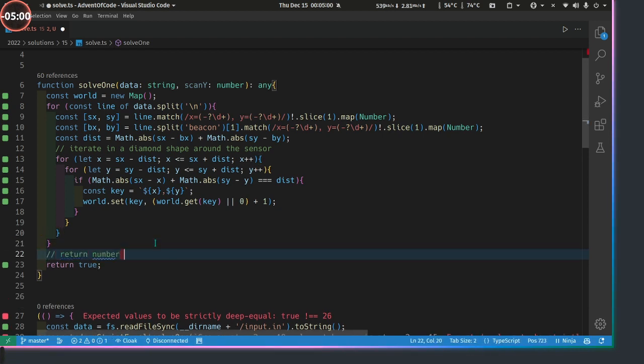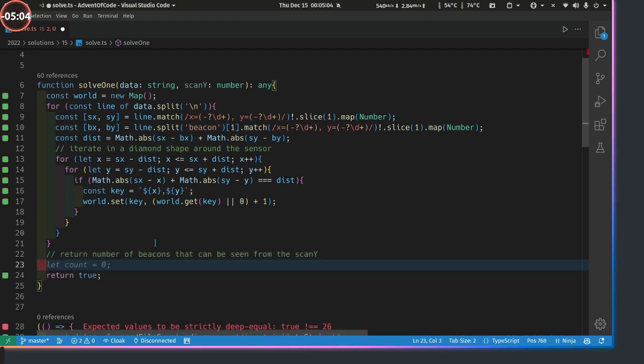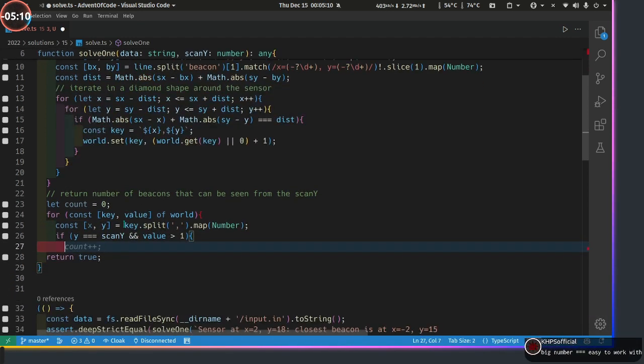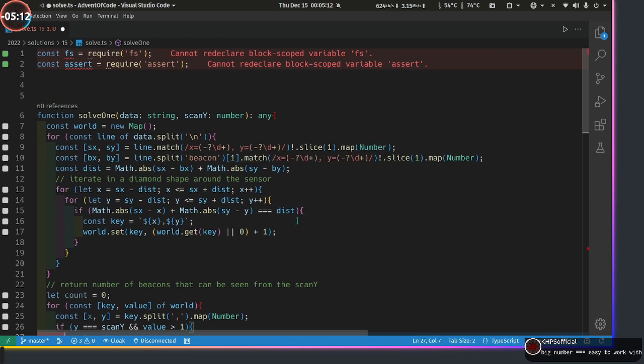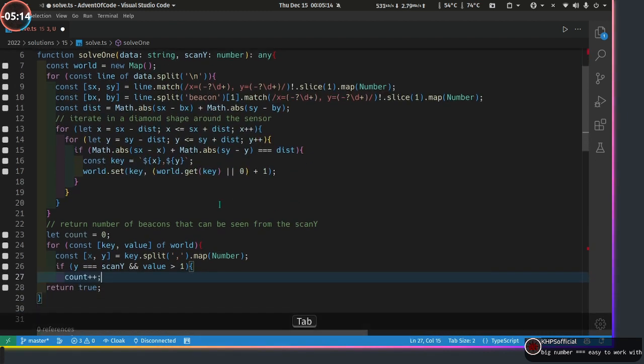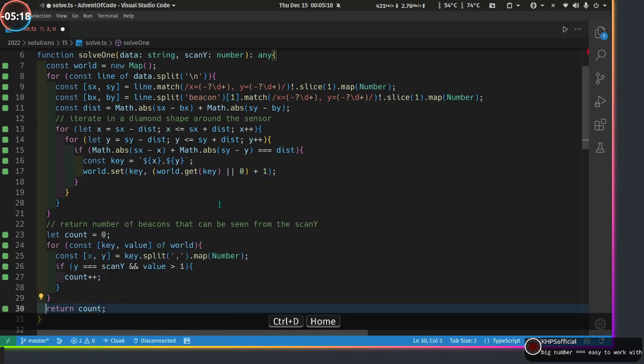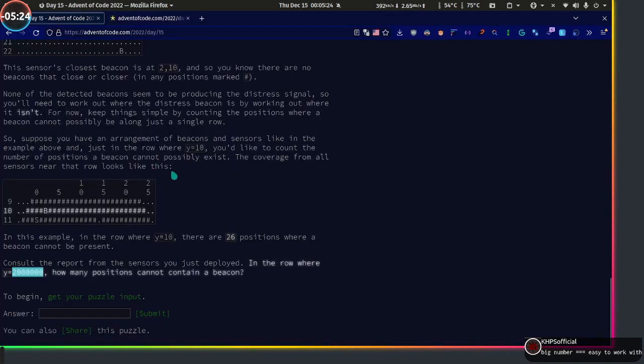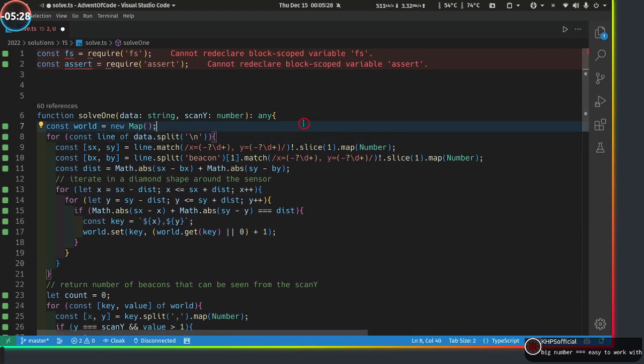Return the number of positions that can't contain a beacon in the scan Y row. That doesn't feel right. Y equals scan Y. What's a value? Oh, okay, it's the way I'm doing this thing. Count. Big number, yeah, super easy. The easiest in the world. Okay, this isn't working. I guess we might as well start drawing other stuff.